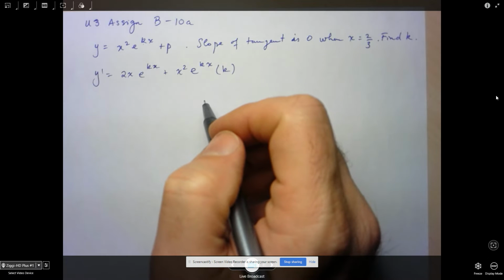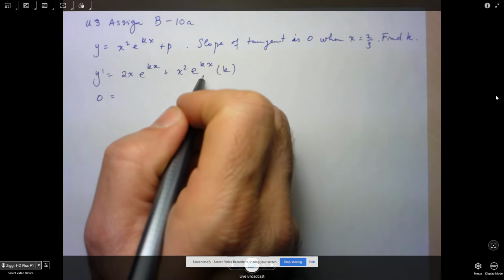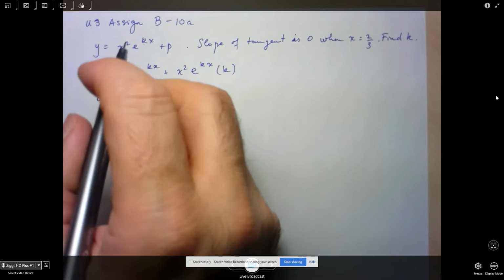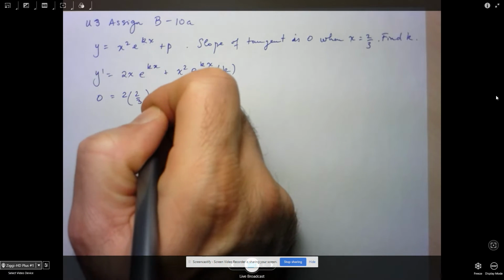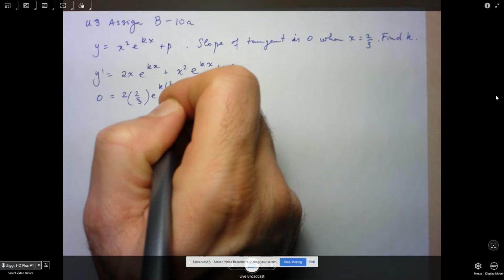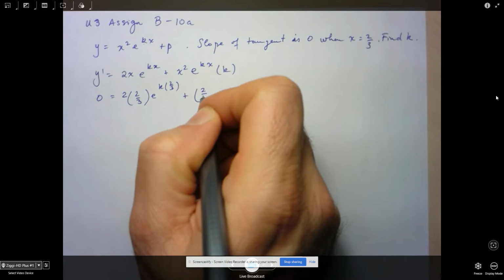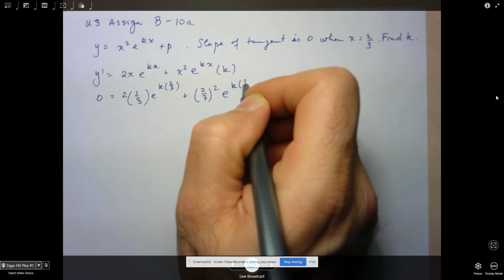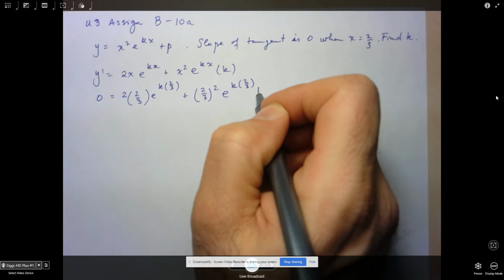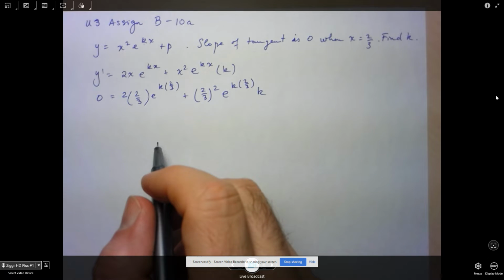They're telling us that the derivative is 0 when x is equal to 2/3. So I'm just going to replace x with 2/3 here. So 2 times 2/3 times e to the k times 2/3, plus 2/3 squared times again e to the 2/3 k, times k. Now we can just solve for k.